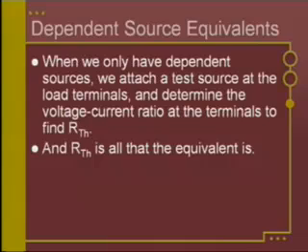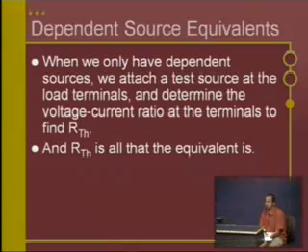The only way to solve for this is to attach a test source of some kind, either a 1 amp or 1 milliamp current source or a 1 volt voltage source, and then solve for the other parameter. What is the current that's running around? What is the voltage across the source? And once you have those two things, then the ratio between them is going to give you your Thevenin equivalent resistance. So that's going to be our problem-solving scheme.